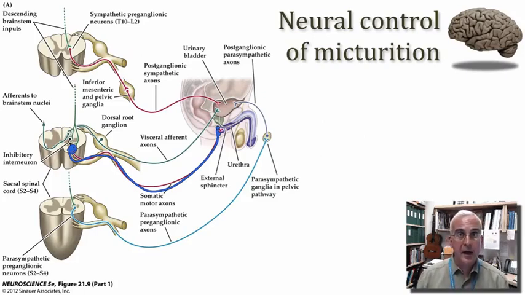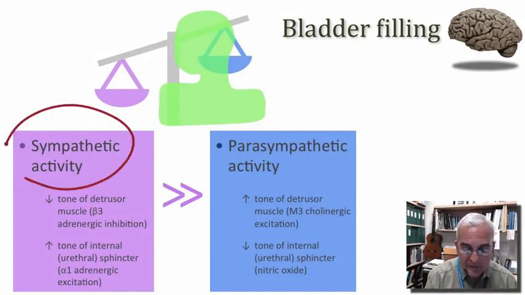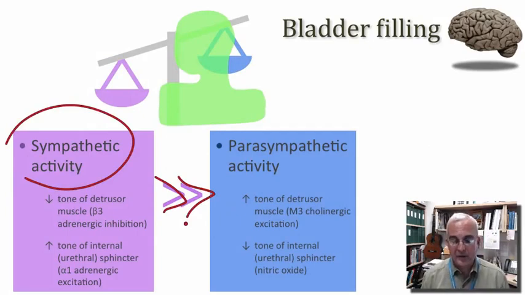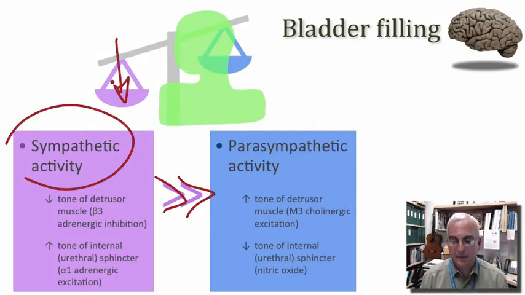So in order to actually void the bladder, one needs to coordinate not just the parasympathetic outflow to the bladder wall, but also the somatic motor outflow to this external sphincter muscle. Okay, so let's see how all of this works. Let's consider first the context of bladder filling. So bladder filling is going to essentially involve an increase in sympathetic activity that will dominate parasympathetic activity. So we're sort of shifting the balance here in favor of sympathetic activity.